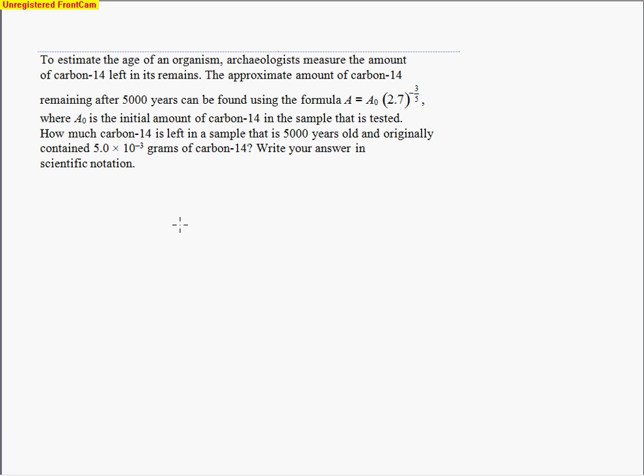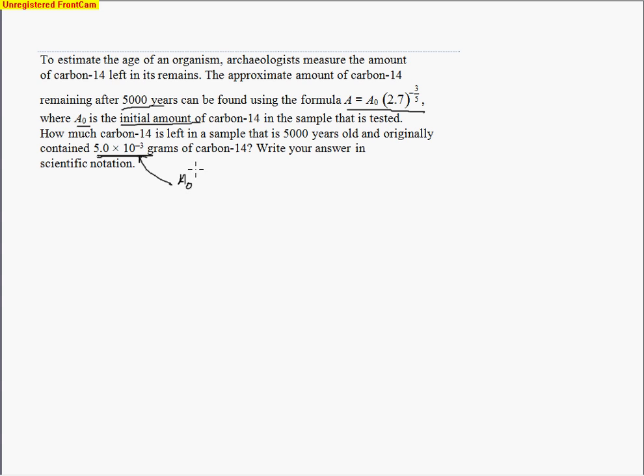This is a word problem, a good calculator problem here. So it talks about how to estimate the age of an organism, archaeologists measure the amount of carbon-14 left in its remains. The approximate amount of carbon-14 remaining after 5,000 years can be found by using this formula, where A0 is the initial amount of carbon-14 in the sample that is tested. It says how much carbon-14 is left in the sample after 5,000 years, and the original amount contained was this amount.